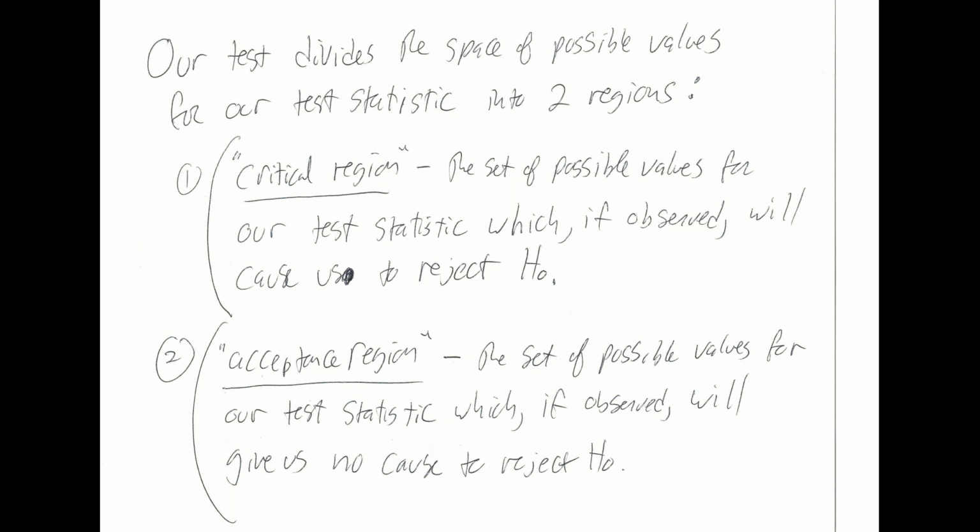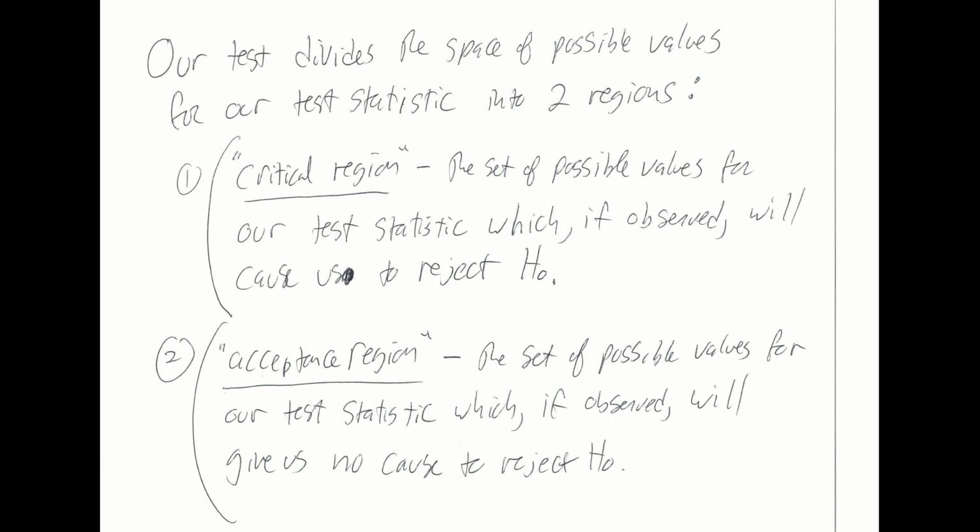And our test that we have laid out is going to define the collection of all possible values for the test statistic into two different regions. So you're going to have a critical region, which are those possible values for the test statistic which would cause you to reject the null hypothesis. And you will also have an acceptance region, which is that collection of possible values for the test statistic which would lead you to accept, or rather would give you no reason to reject the null hypothesis.